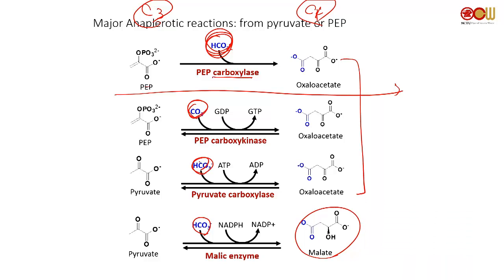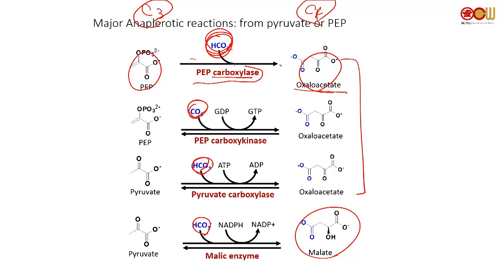Now, the first one, the easiest, is PEP to oxaloacetate. You simply react it with bicarbonate and get oxaloacetate. This is called PEP carboxylase. Another reaction is from PEP, where you can take in CO2 and also generate GTP or ATP, it doesn't really matter, and then you generate oxaloacetate.